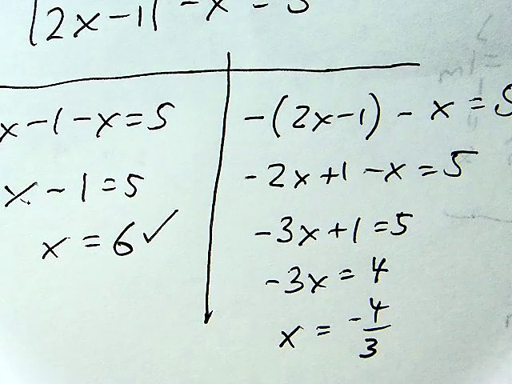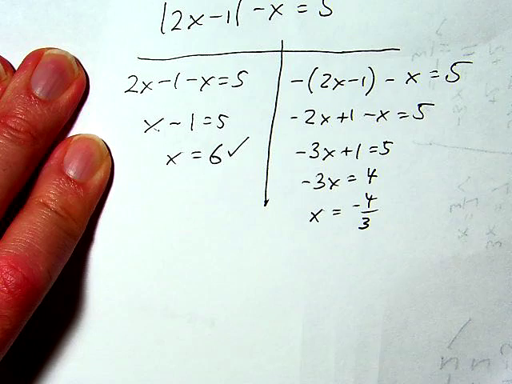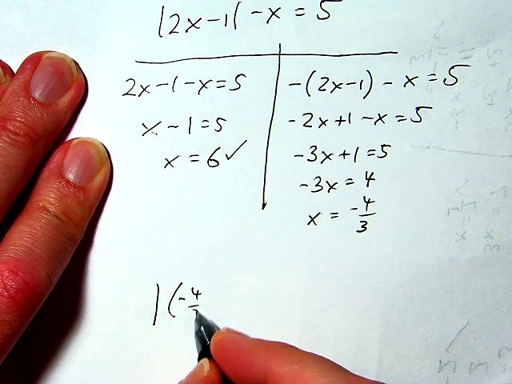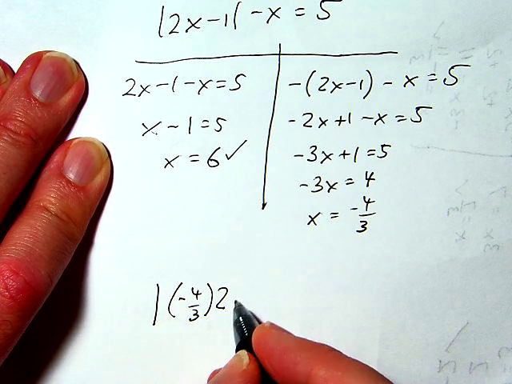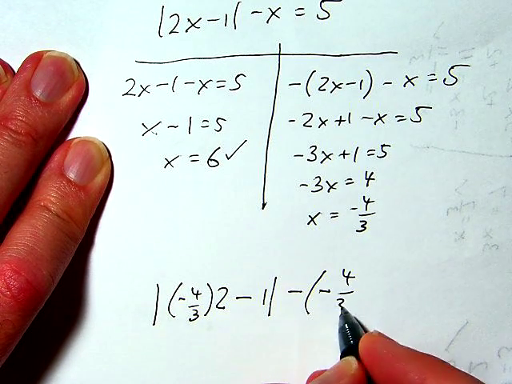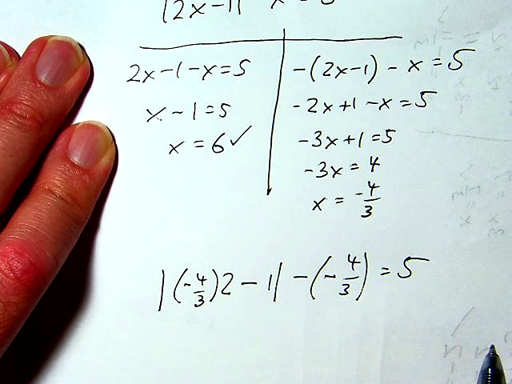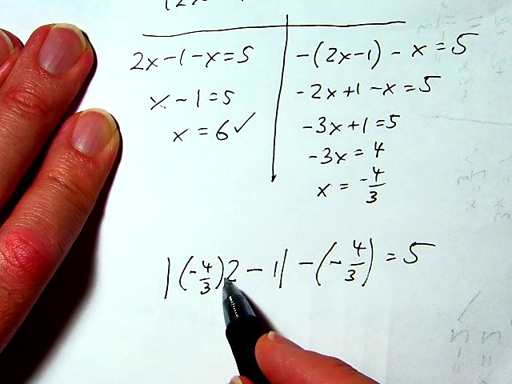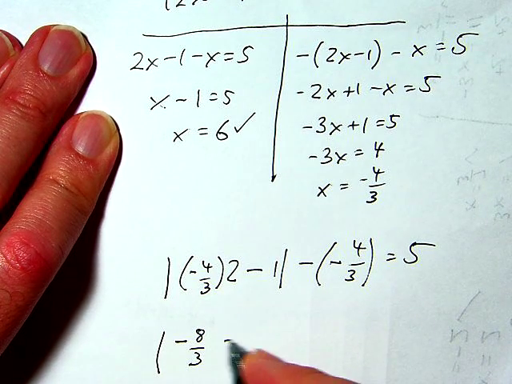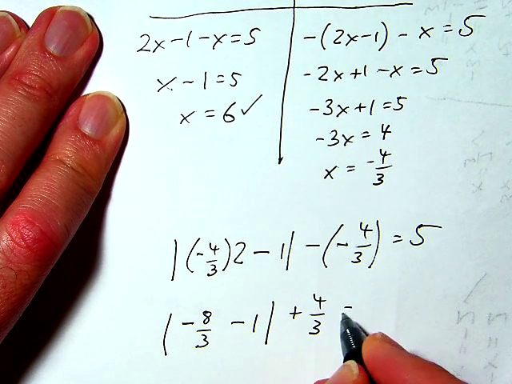That's sufficiently complicated that I think I'm going to write out the substitution. I can't quite do that one in my head too comfortably. So let's see if it works. The absolute value of negative 4/3 times 2 minus 1, minus, and in this case we don't have the absolute value, just minus negative 4/3, equals 5. Let's see if that is true. So 2 times negative 4/3 is negative 8/3 minus 1. Minus a negative 4/3 is plus 4/3 equals 5.